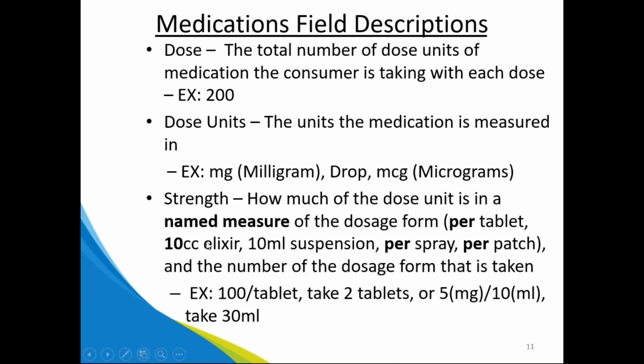I'm not going to go through every one of the field descriptions because I want to spend more time actually showing you an example that I'm going to enter. So strength, that's how much of the dose unit is in a named measure of the dosage form. So it's basically how the consumer gets to their dose. So to get to 200, you could take a 100 tablet, take 2 tablets. So they take 2 100 milligram tablets to get to the 200.